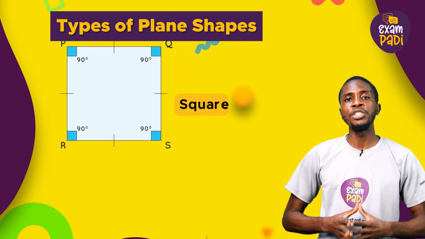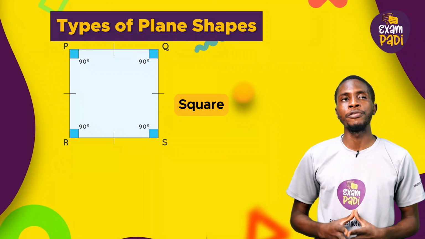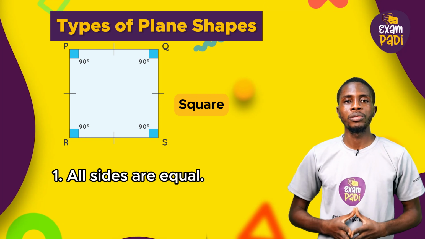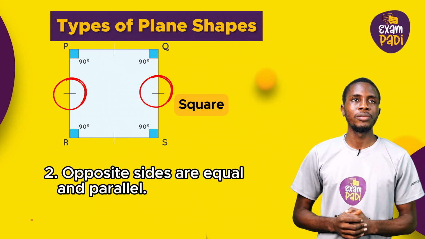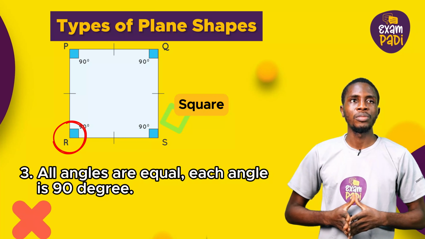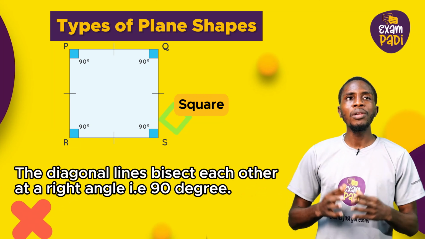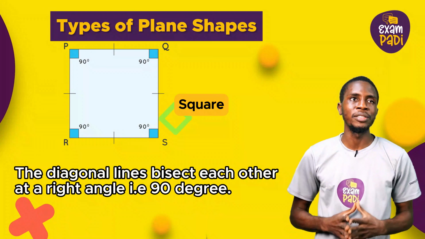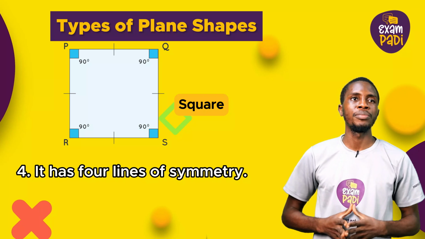The second type of plane shapes we'll be looking at is a square. And the properties of a square include the following. 1. All sides are equal. 2. Opposite sides are equal and parallel. 3. All angles are equal. Each angle is 90 degrees. The diagonal lines bisect each other at right angles, that is 90 degrees. And 4. It has 4 lines of symmetry.